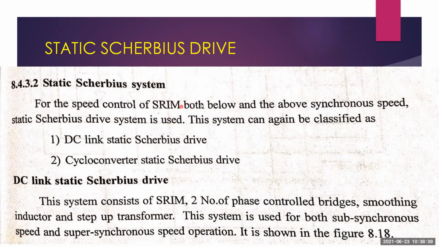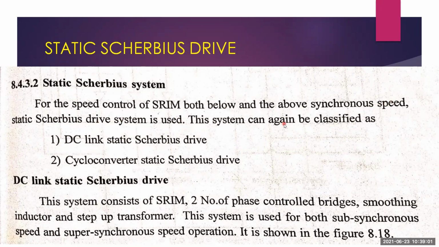Here, in the slip ring induction motor, both below and above synchronous speed can be controlled, but in a static Kramer drive only below synchronous speed. This is called a static Scherbius drive system. Both below synchronous speed and above synchronous speed can be controlled in the slip ring induction motor in this static Scherbius drive.